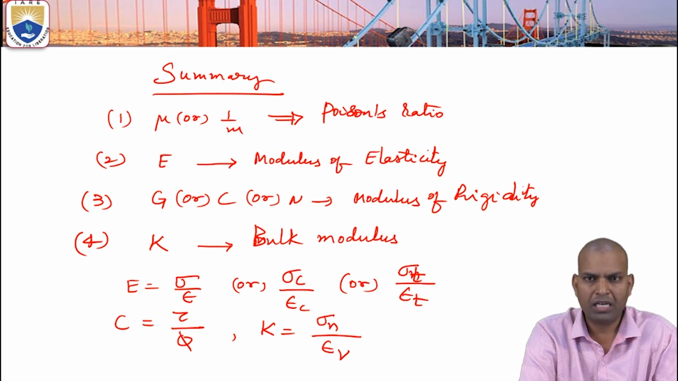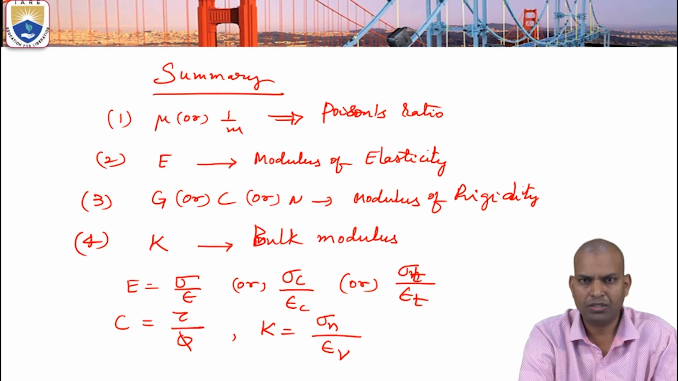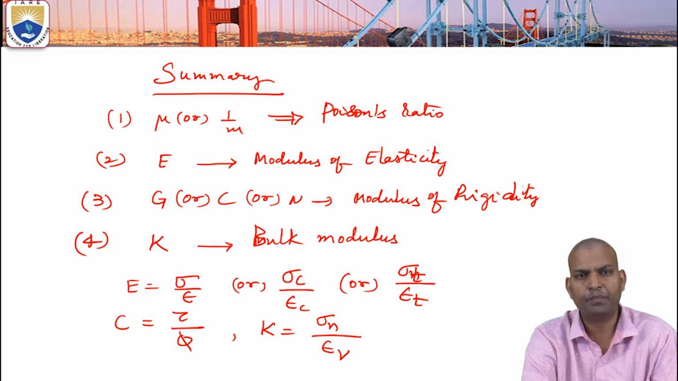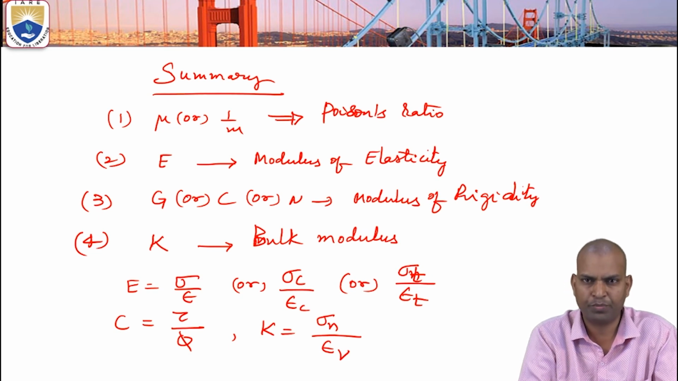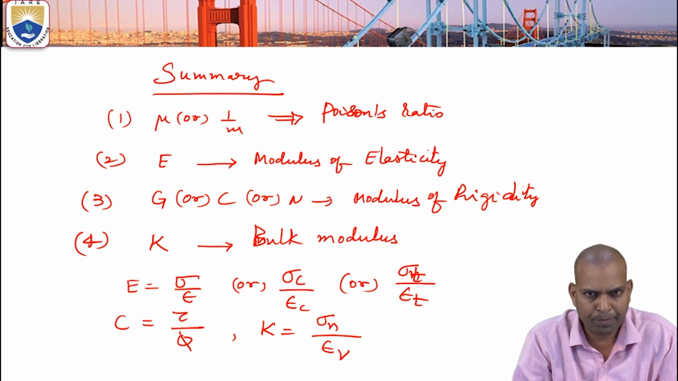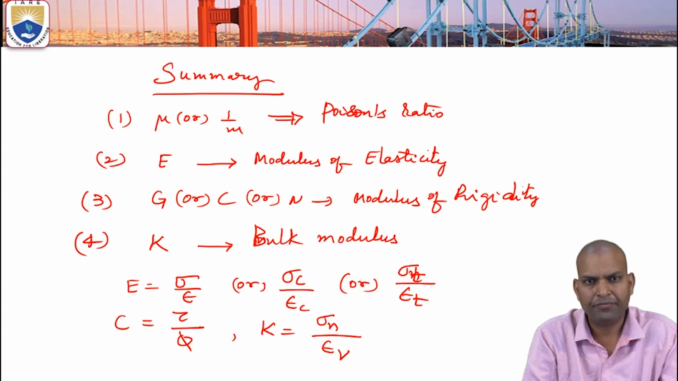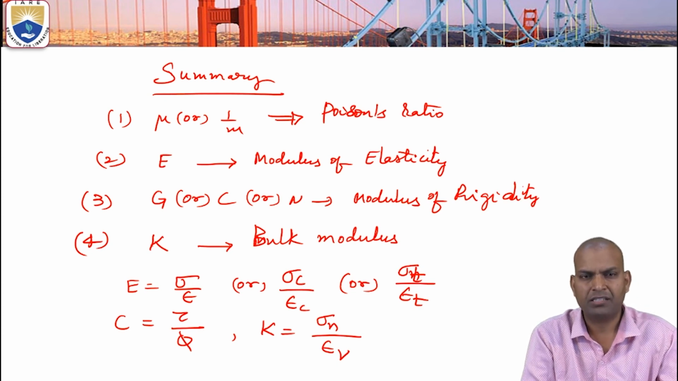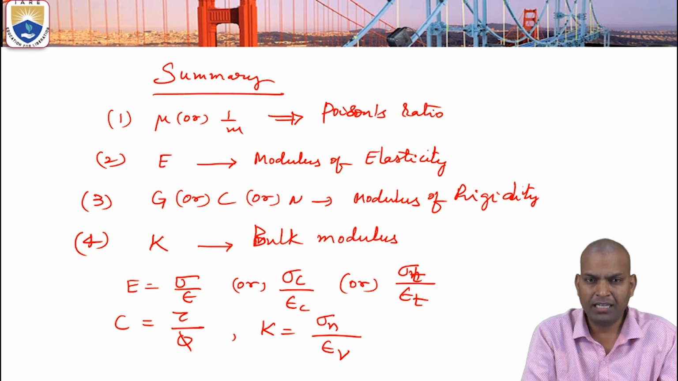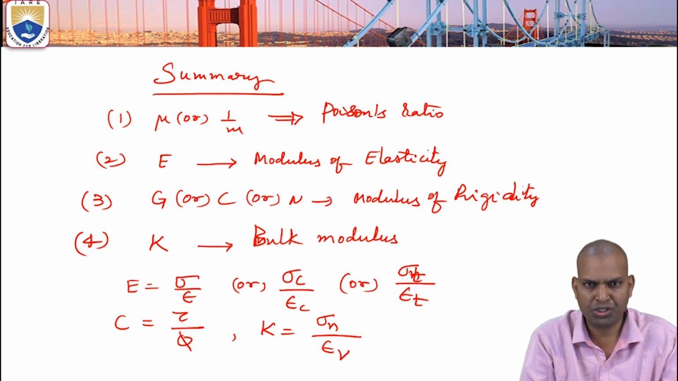So these four elastic constants are highly useful in order to study the behavior of material and material properties. The material properties are ductility, brittleness, hardness, malleability, fatigue, toughness, creep. Those properties can be studied analytically and also experimentally, by using various testing machines.